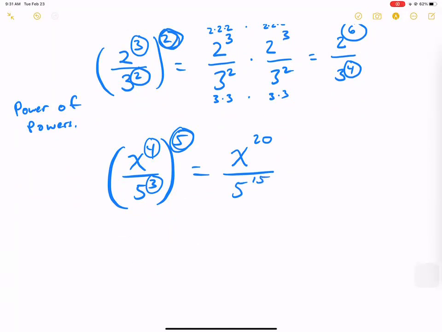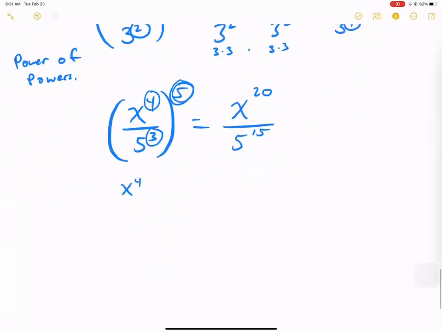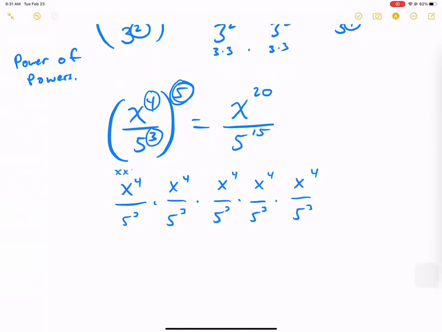Now, I'm going to do something stupid here. I'm going to write it out 5 times. Don't copy this. And we're multiplying them all together. So how many x's do we have? Well, if I want to count it, 1, 2, 3, 4, 5, 6, 7, 8, 9, 10, 11, 12, 13, 14, 15, 16, 17, 18, 19, 20. We actually had 20 x's here.